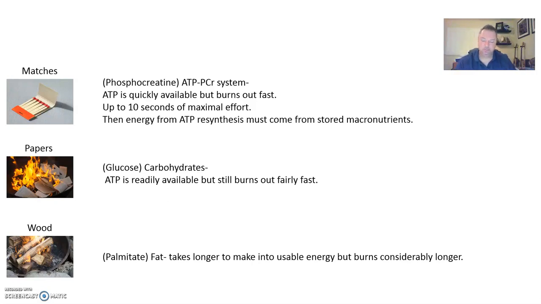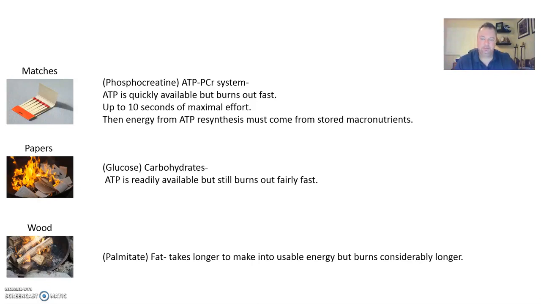Once I have my papers burning, I'm then going to take my wood and put my wood on top in the fire pit. And once I do that, it's going to take longer for the wood to start burning or be made into usable energy. But once it starts going, it's going to burn considerably longer than the papers and the matches. This is very similar to fat or the palmitate. It kind of gives you an idea of the 3 energy systems.